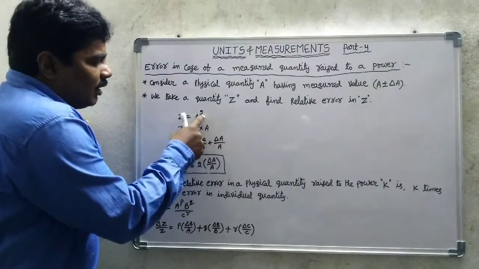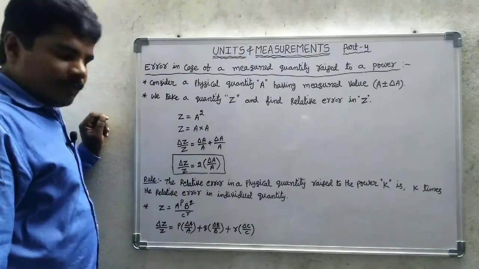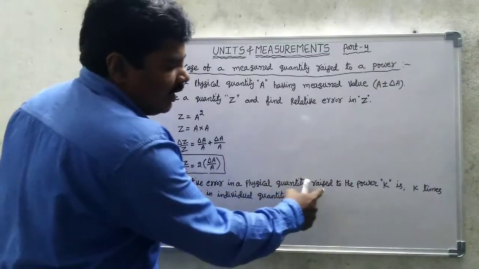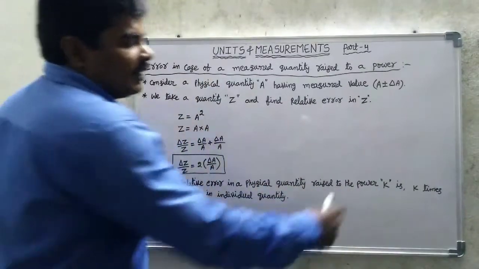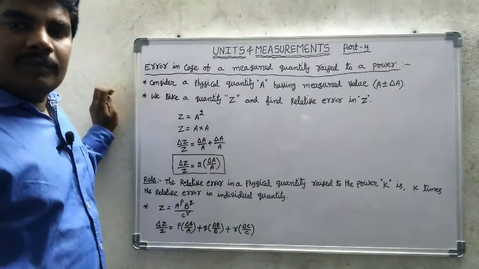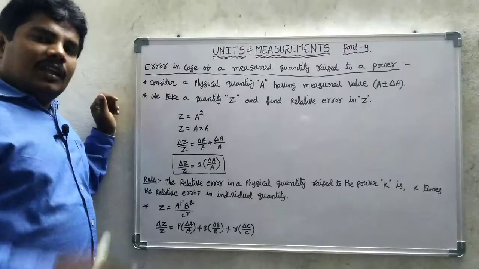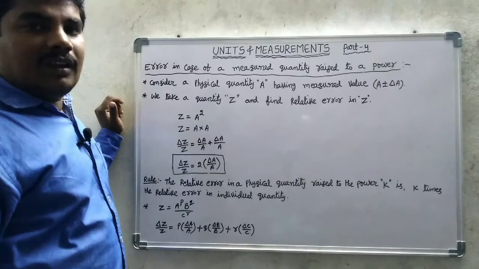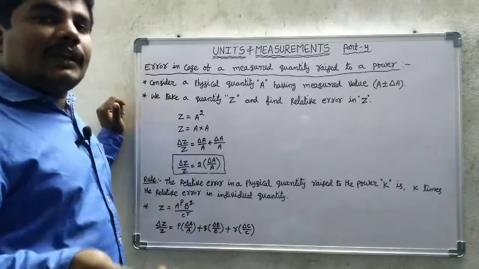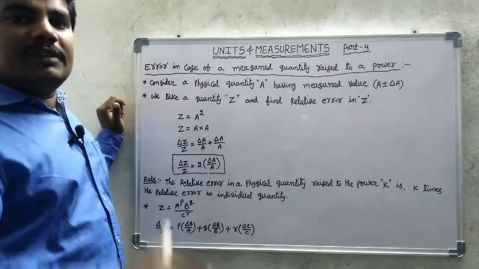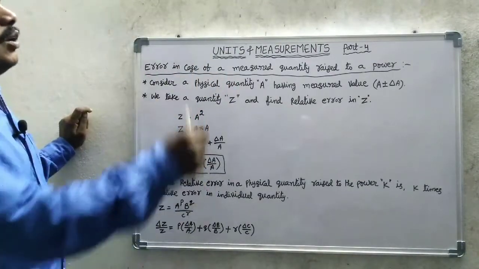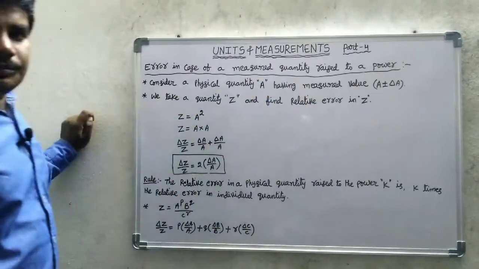So the power comes to here. So the rule is, the relative error in a physical quantity raised to the power k is k times the relative error in the individual quantity. If we take any physical quantity raised to the power k, then the relative error in the final result is equal to k times the relative error in the individual quantity. That is about error in the case of a quantity raised to a power.